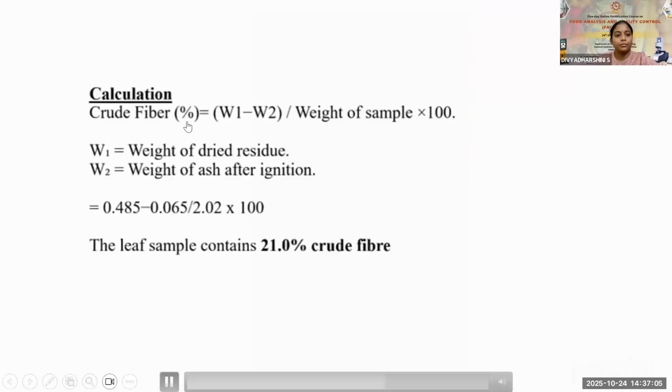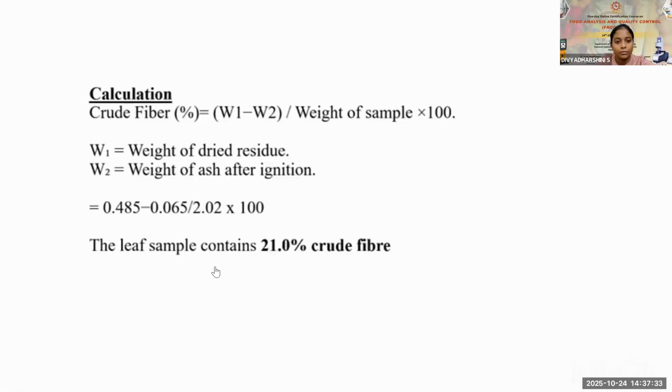Later, that ash has to be collected and used for the calculation of crude fiber. Now moving to the calculation part, we are calculating the crude fiber percentage using the initial weight of the sample, the weight of the dried residue before the ash ignition, and the weight of the ash after keeping in the muffle furnace. So W1 we are getting and W2 we are getting after the ash ignition, then divided by the initial amount of the sample. I have taken 2 grams of sample and calculated the crude fiber percentage using the formula. So the leaf sample contains 21% of crude fiber. So that's it for the crude fiber calculation.